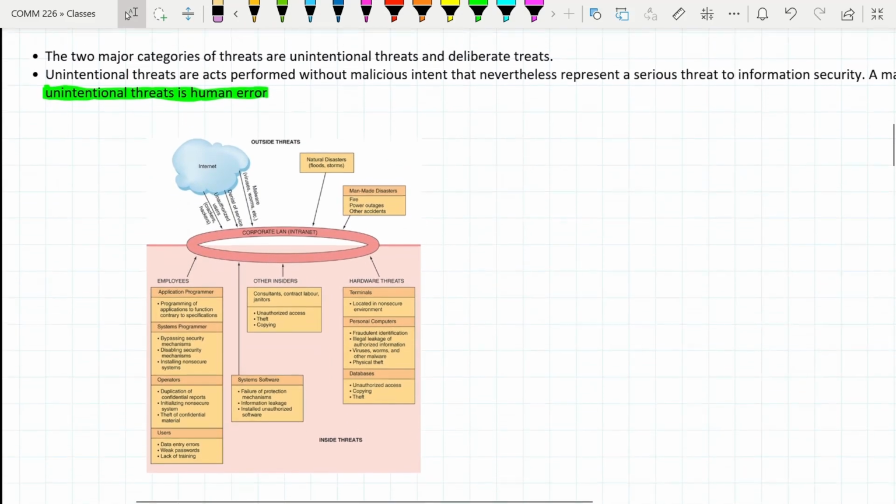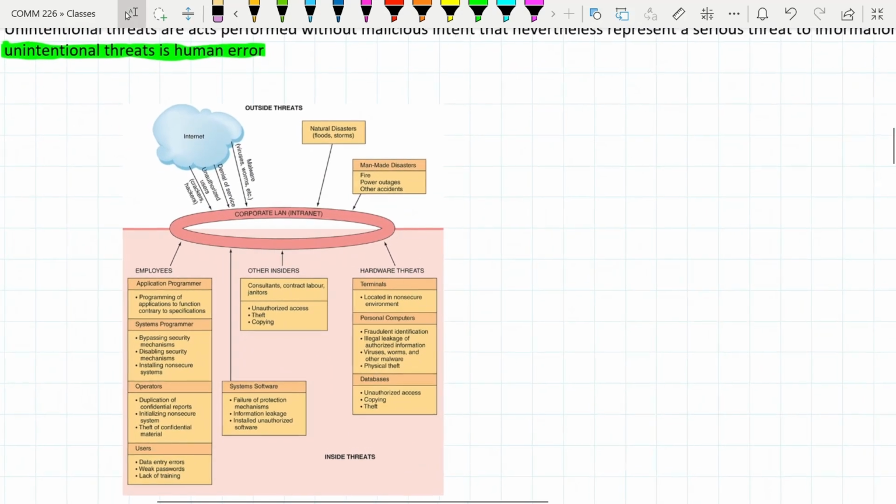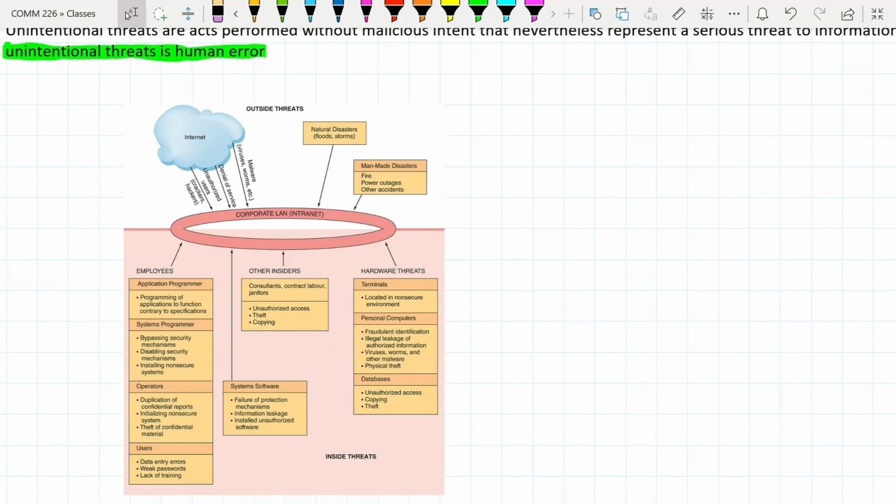Here is a picture that you can see of how outside threats and inside threats correlate together and go inside in the process. You have your internet on the top here, and then you have your natural disasters, man-made disasters, hardware threats, other insiders, your system software, and then employees, and how that's all going around your corporate LAN and intranet.